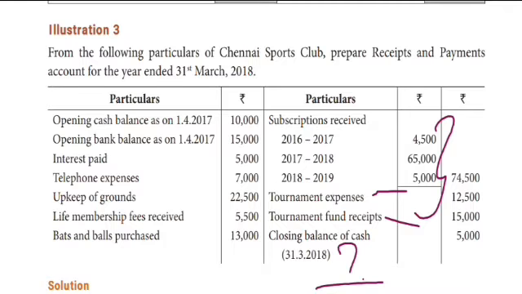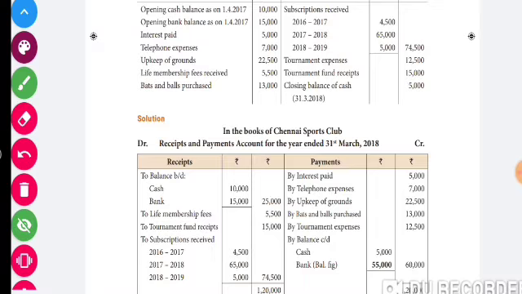See the solution. See the first one, opening balance brought on 10,000. Opening balance is a cash balance, cash account 10,000. The next one, bank balance is a bank account 15,000. See a total 25,000. Opening balance brought on 25,000.